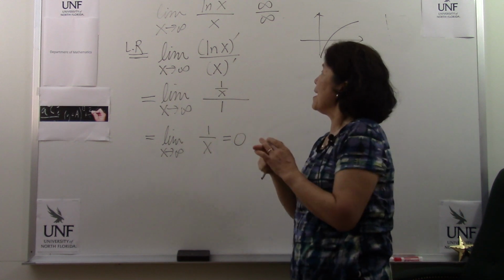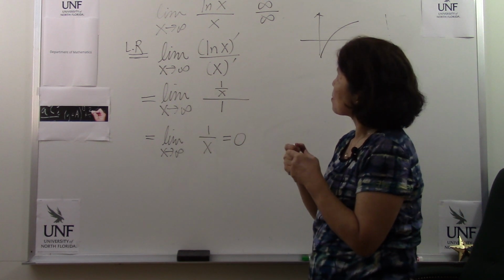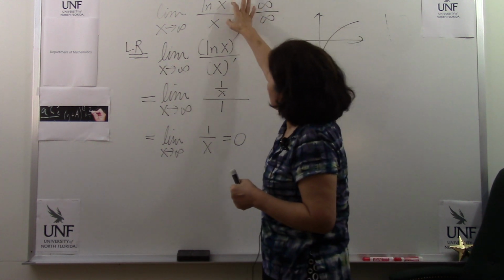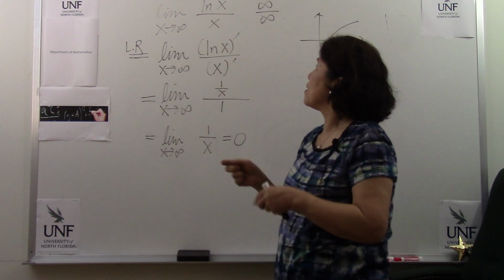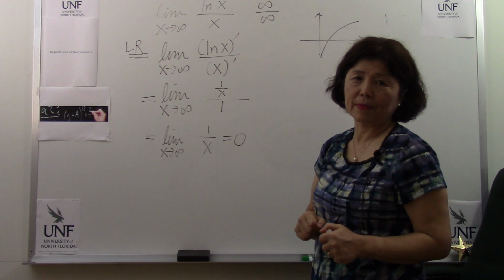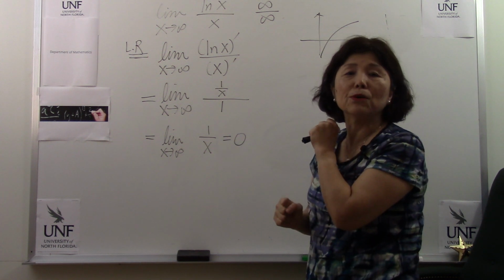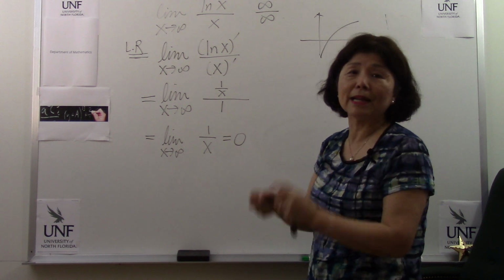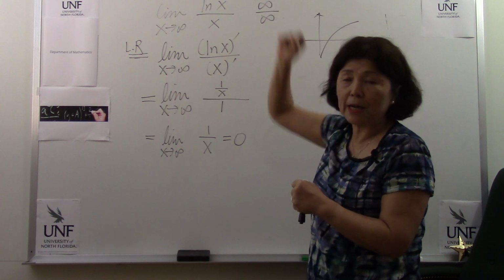So in summary, let's see what has happened over here. Both numerator and denominator go to infinity. But who is winning? In other words, which one goes to infinity faster? So basically it's like the race to infinity.